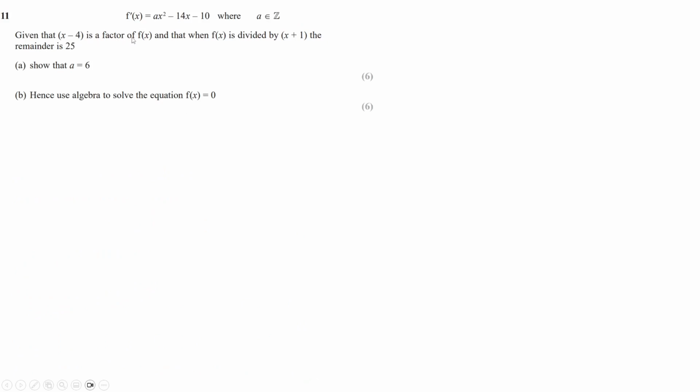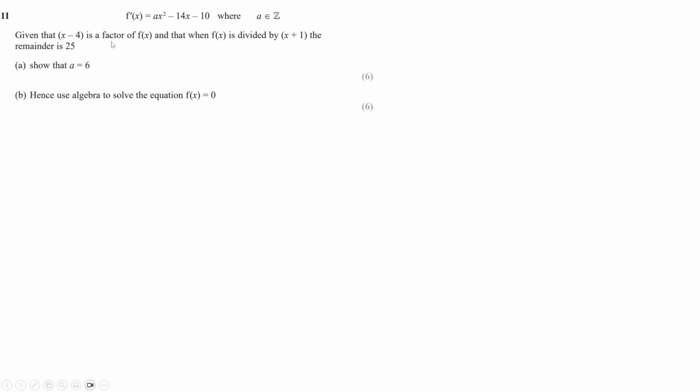Given that x minus 4 is a factor, and when it's divided by x plus 1, the remainder is 25, show that a equals 6. Just be careful here, this says f prime of x, so this is just the first differential. You want to integrate this, we'll do this later. But we're saying that if x minus 4 is a factor, f of 4 is going to be 0.